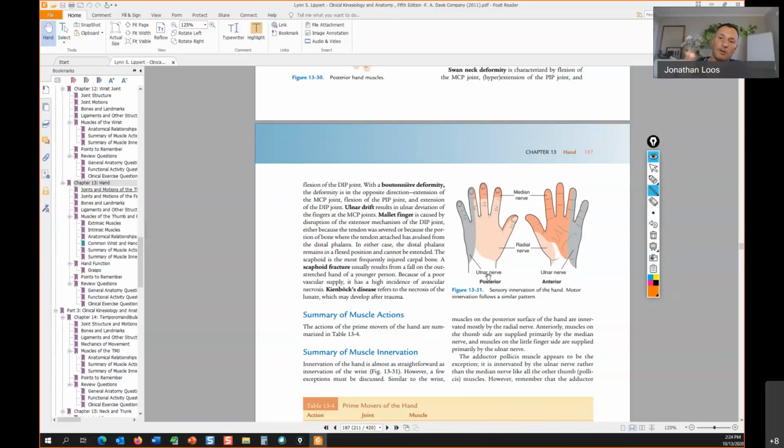Your ulnar nerve is like your karate chop. It's going to be both the dorsal and palmar surfaces down through here, and then it's going to be split between the median and the ulnar nerve. And then the median nerve is the nerve that's affected during carpal tunnel.